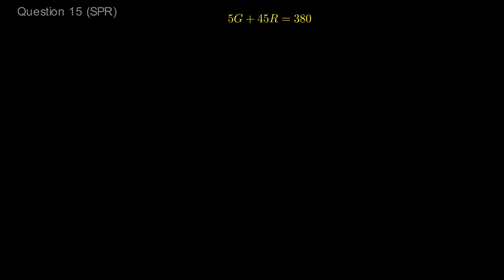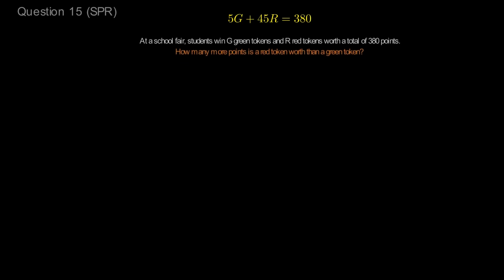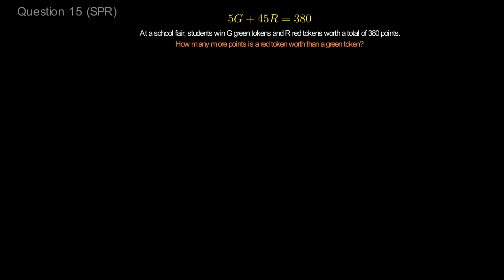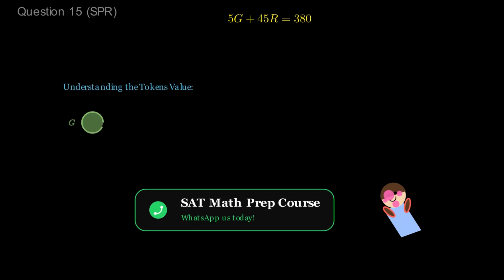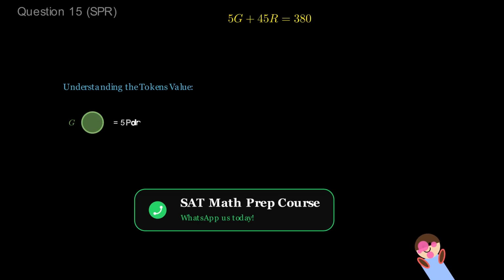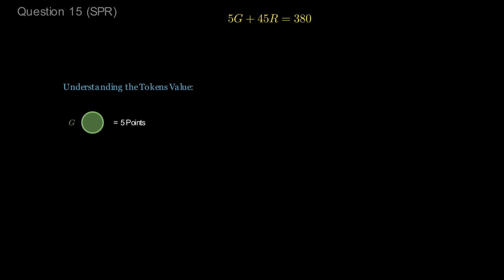We are given a straightforward algebraic equation 5g plus 45r equals 380. Instead of jumping straight into heavy math, let's look at the philosophy behind this equation. The structure tells us that a certain number of green tokens combined with a certain number of red tokens yields 380 points. By reading the coefficients directly, we instantly unlock the intrinsic value of each token. Think about it. 5 times g means that every single green token you grab gives you exactly 5 points. Let's represent this visually as a green token with a core value of 5 points.